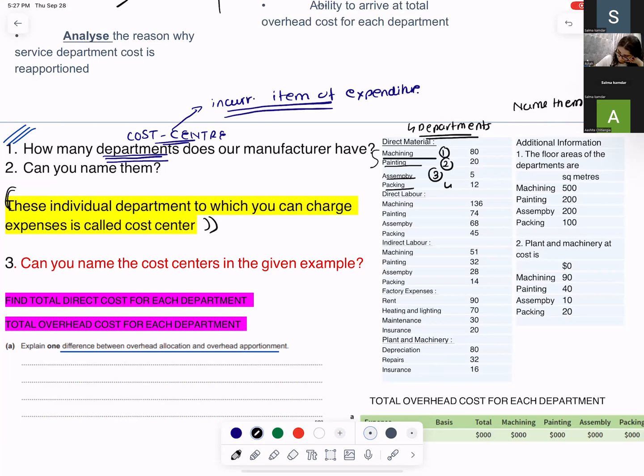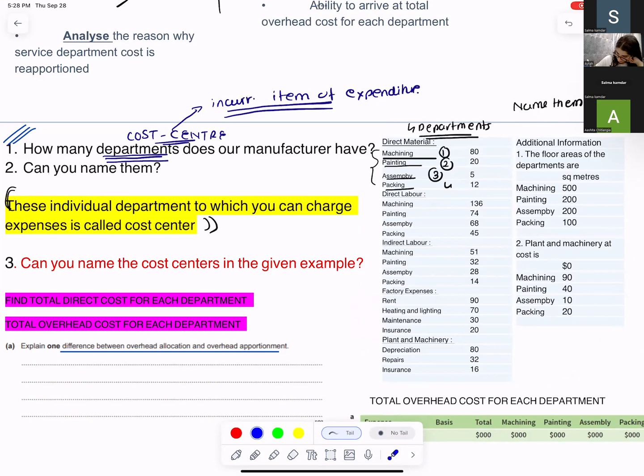So these are departments. Your expenses are a different thing. If you think properly, what are the expenses that you're going to charge to these departments? Can you give me the names of expenses that you can see over here that will be charged to each of the departments? Rent, material, labor, indirect labor, factory expenses, rent, heating, maintenance, insurance, depreciation, repairs.